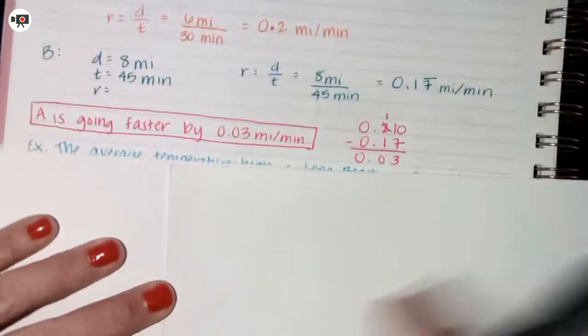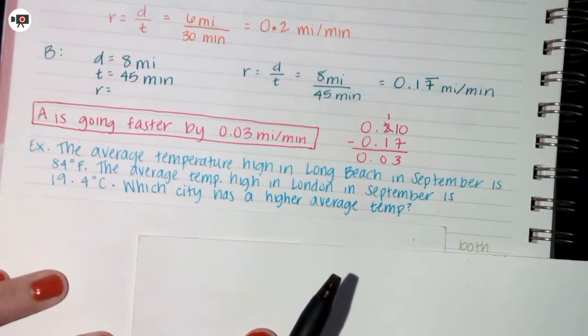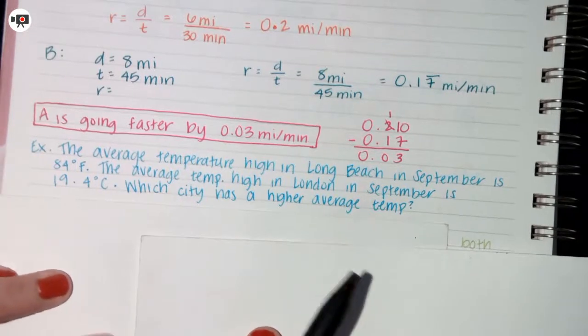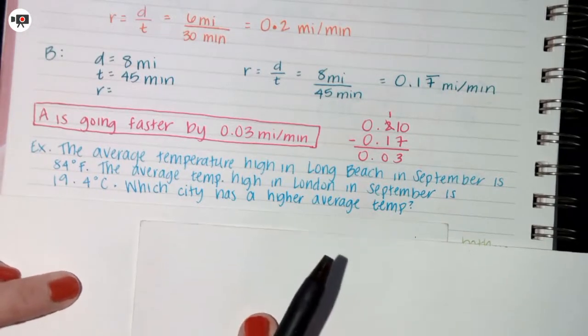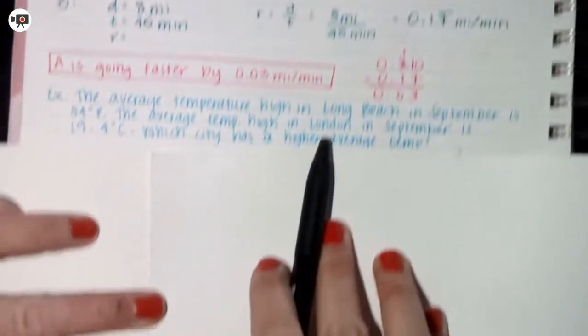Alright, and now we have the average temperature high in Long Beach in September is 84 degrees Fahrenheit. The average temperature in London in September is 19.4 degrees Celsius. Which city has a higher average temperature?